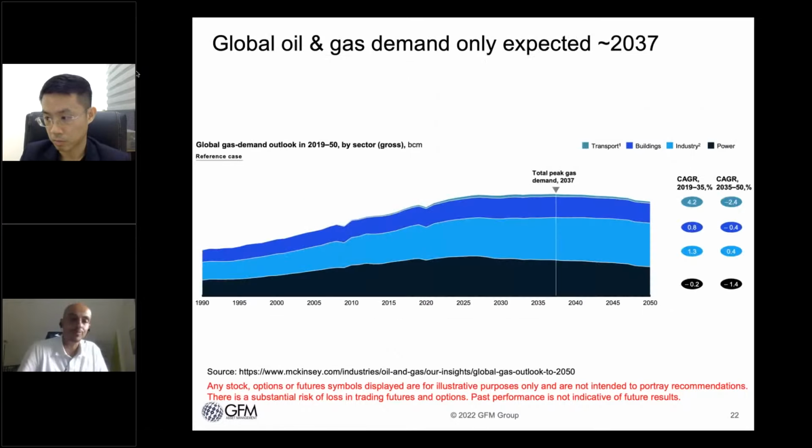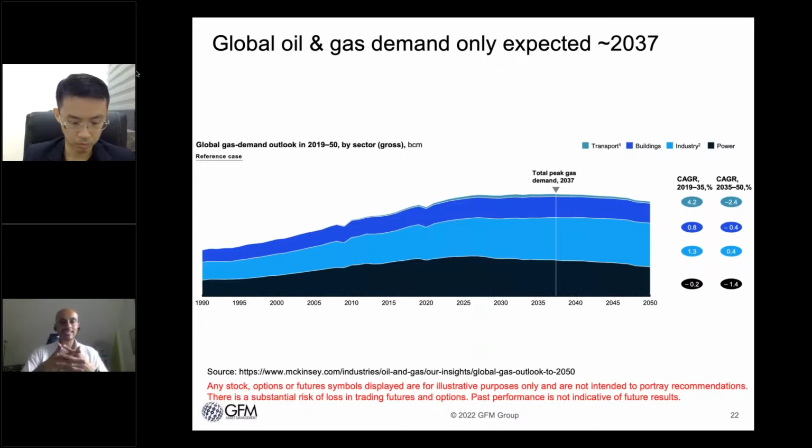Now, whenever I talk about oil, somebody's going to say, well, wait a minute, isn't the world phasing away from oil? We're going to renewables, we're going to bioplastics. Yeah, but not so fast. By major projections, and obviously you can get this from different sources, I got this one from McKinsey, the current consensus is that peak demand for oil and gas is only expected to occur around the year 2037.